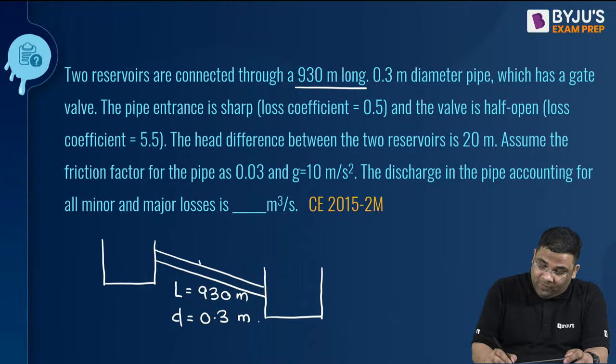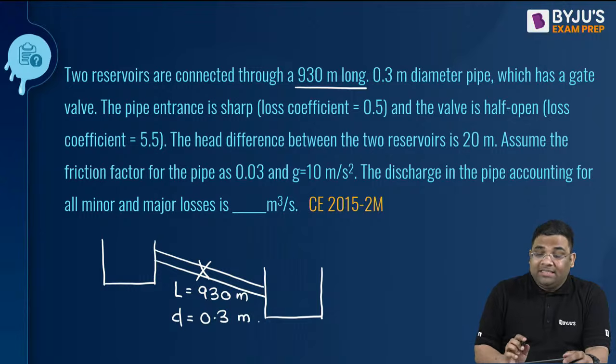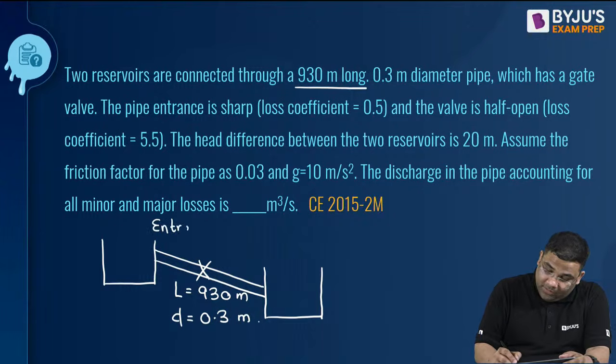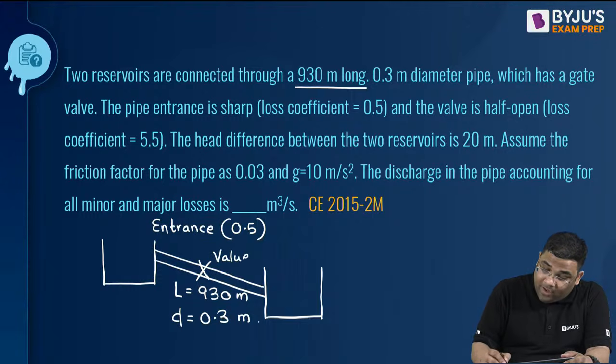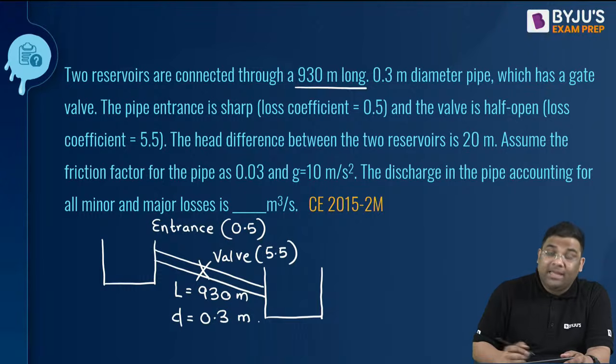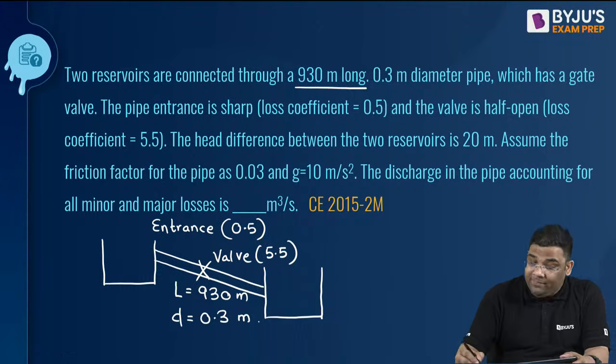a gate valve. Somewhere here there is a valve. The pipe entrance is sharp, so at entrance we have a loss coefficient of 0.5, and the valve is half open, and the valve has a loss coefficient of 5.5. This valve has a loss coefficient of 5.5. Don't worry, I'll explain the things. The head difference is given 20 meter.